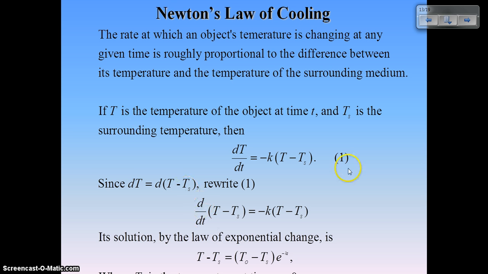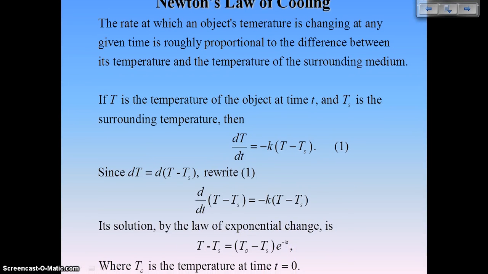Now what Newton determined in this is he came up with this equation. If T is the temperature of the object at time t, and T sub S is the surrounding temperature, then the rate of change can be found by this equation here, where K represents some constant of change. He then solved this differential equation. It's a separable differential equation. He ended up with this equation down here.